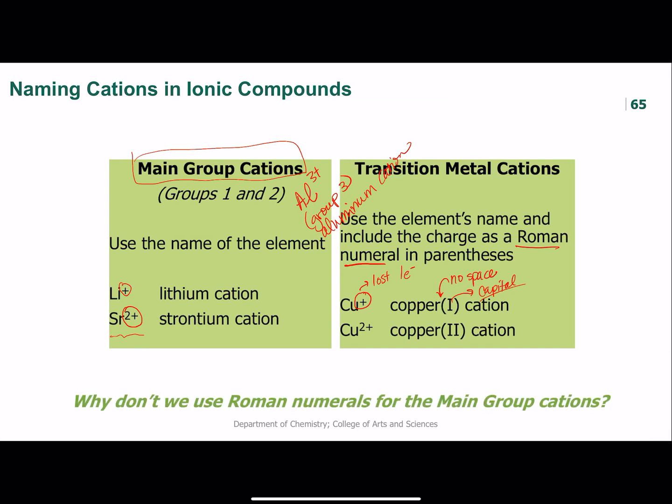We don't have to use Roman numerals with the main group because they can only form 1 charge. They lose the same number of electrons every time. They are predictable. They only do the one thing. And so in these cases, the Roman numerals would be redundant. So we don't use them. We're only going to use them when the transition metal can change oxidation states.